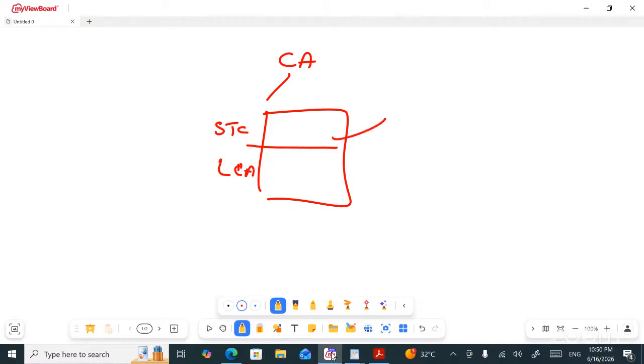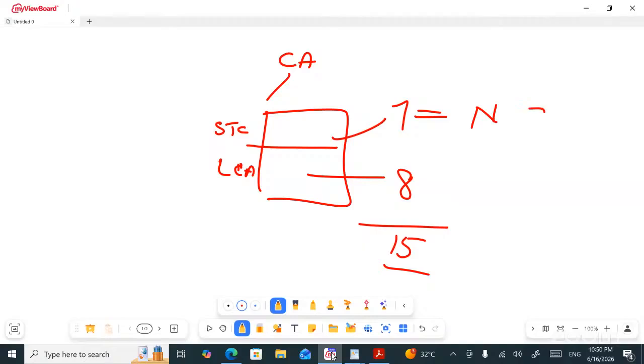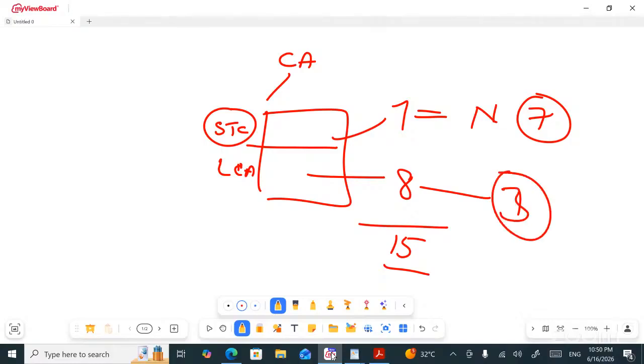Say this property gain is 7 lakh, and this property gain is say 8 lakh. Total capital gain is 15 lakh. This 7 lakh is subject to normal tax rates, 7 rates are applicable because it is short term. This 8 lakh is subject to preferential tax rates, 3 types of rates, because it is long term.